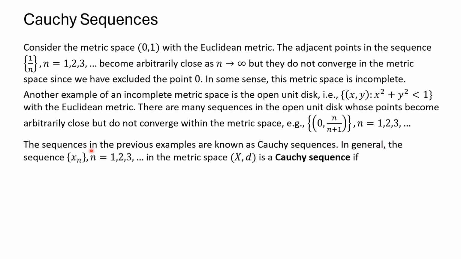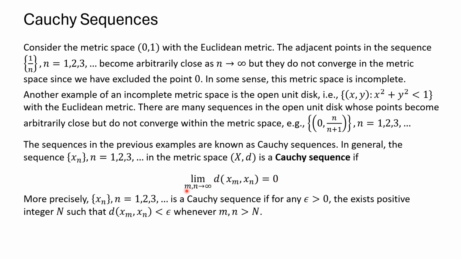definition here. In general, the sequence x sub n in the metric space x is a Cauchy sequence if the distance between x sub m and x sub n approaches 0 as both m and n approach infinity. We can write that a little bit more precisely. The sequence x sub n, n equals 1, 2, 3 to infinity, is a Cauchy sequence if for any epsilon greater than 0 there exists a positive integer N such that the distance between x sub m and x sub n is less than epsilon whenever m and n are greater than N.